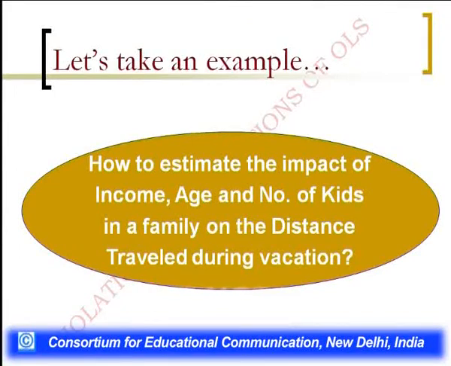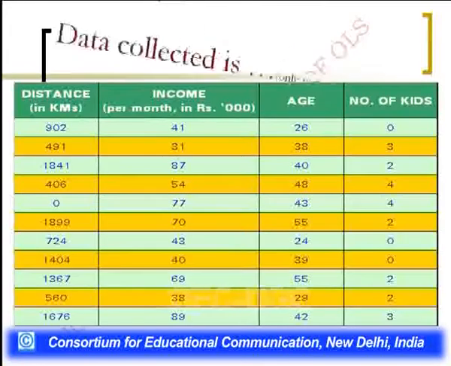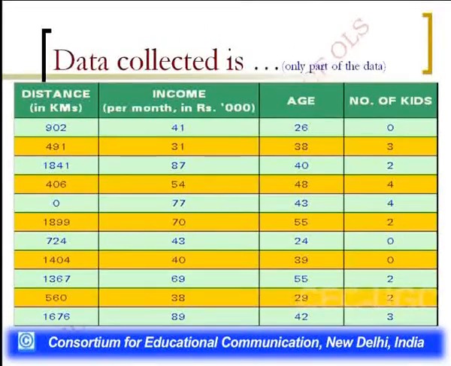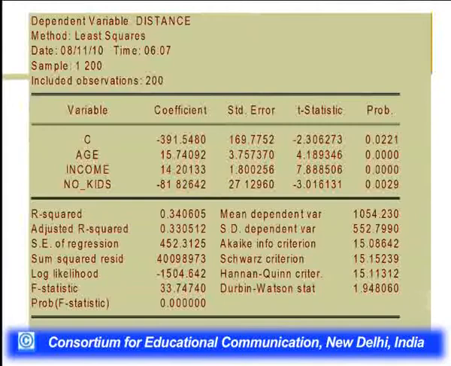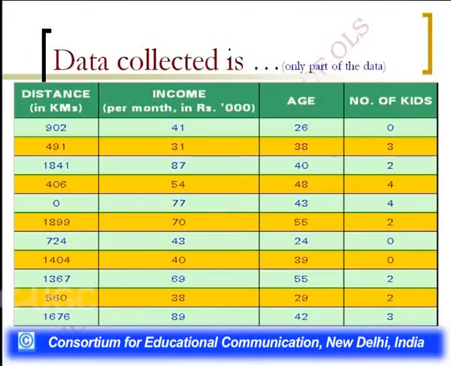How to estimate the impact of income, age and the number of kids in a family on the distance travelled during the vacations? So now the data is all about the distance. On the left hand side, it is the distance in kilometers. In the middle we have the income per month, which is in thousands. We have age and we have the number of kids.